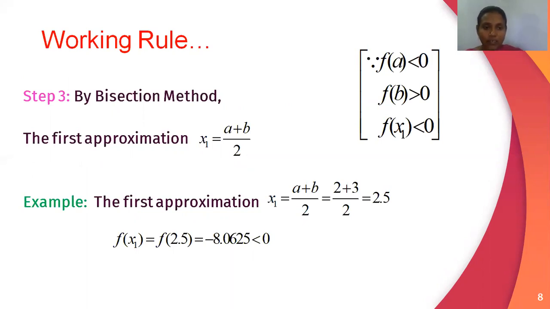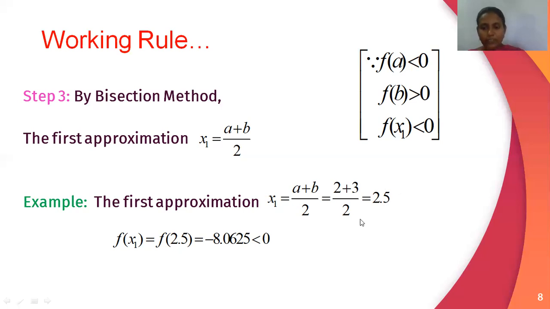Bisection means divide the given interval into two equal parts. Here (a, b) is the given interval. So what is the formula here? Take the average of those two values. What is the first approximation? The formula is the average of the interval, (a + b)/2. In our example, the root lies between 2 and 3, so the first approximation is the average of 2 and 3. We got x1 = 2.5.